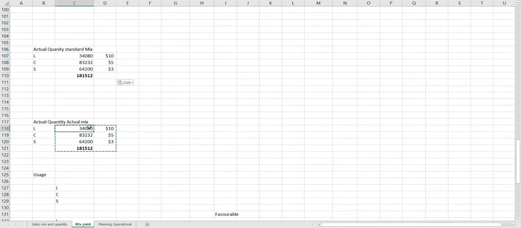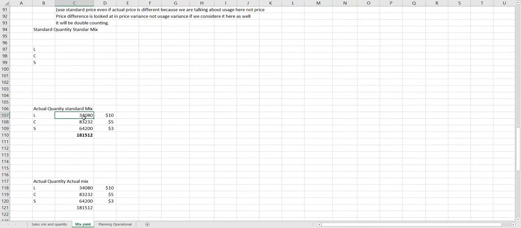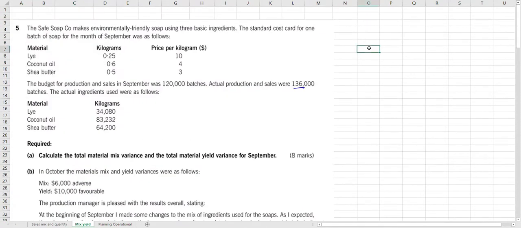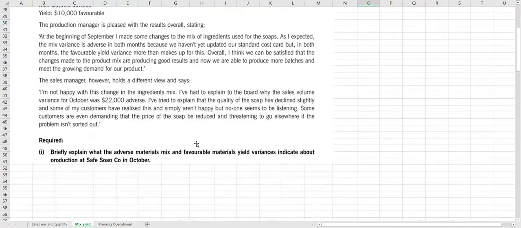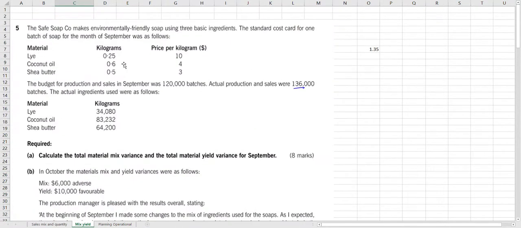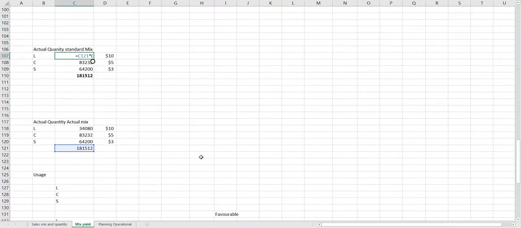Okay. Now this material that we used, the actual material, what if we had used them in standard quantities? How much of each of these materials would we have used? Like the standard quantities of material, we have 0.25, 0.60, 0.50. So we have 1.35 total. So if I take this total material, multiply by the usage of the first one, which is 0.25, divide by 1.35, which is the total.